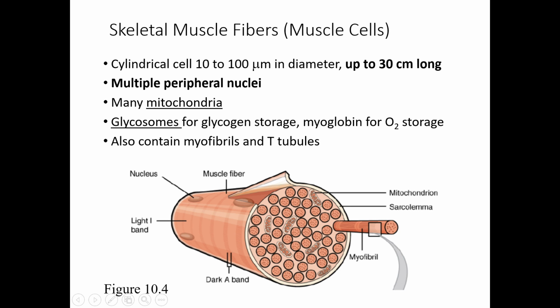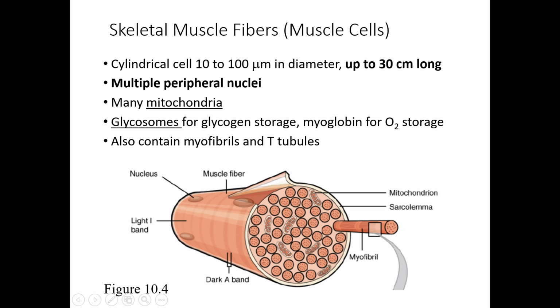Each muscle cell is called a muscle fiber, and it can be very long, up to 30 centimeters, which I believe is close to 15 inches long sometimes. But they are very thin, as thin or even thinner than human hair. Each muscle fiber has several nuclei and they are peripheral. It means they are sitting right under the cell membrane.